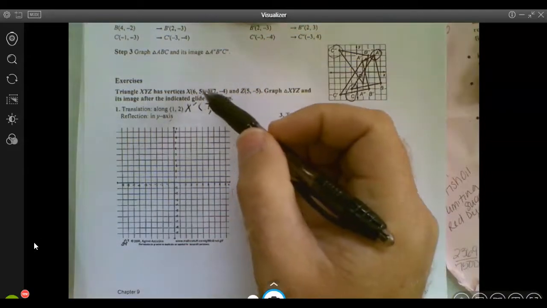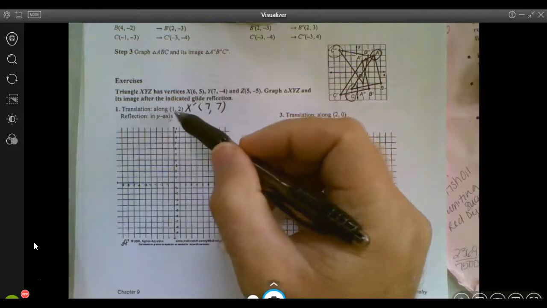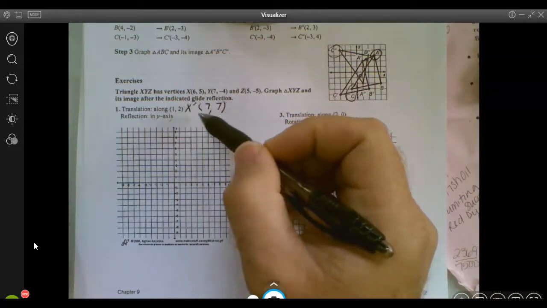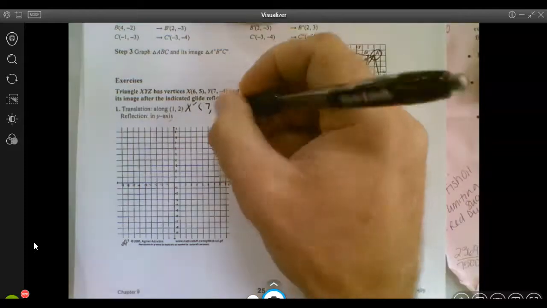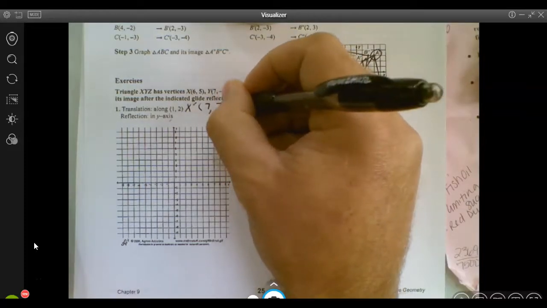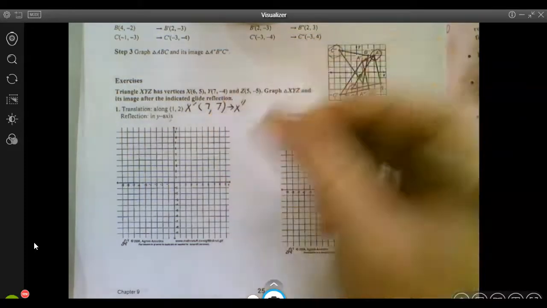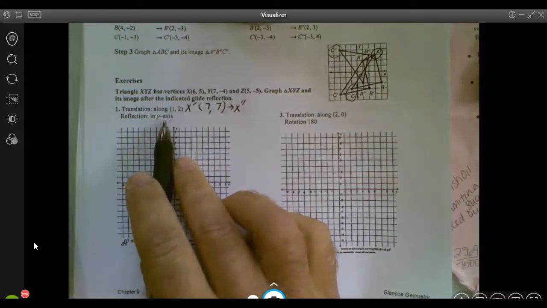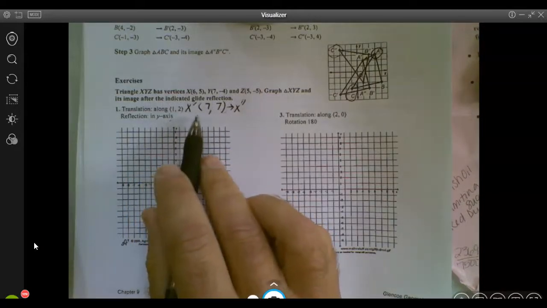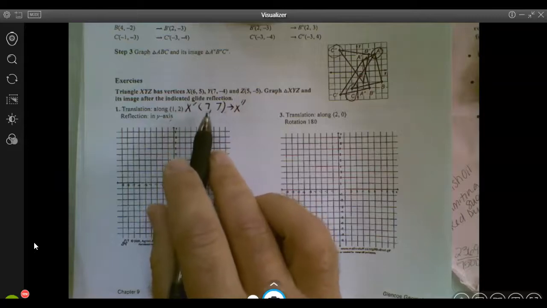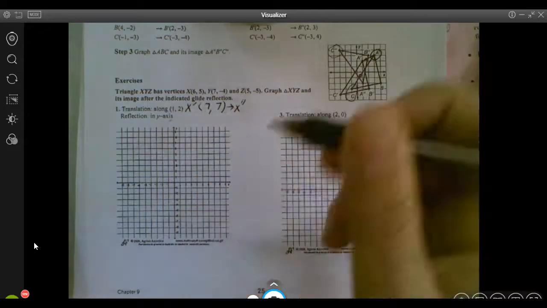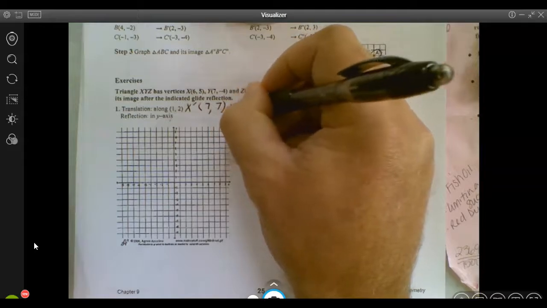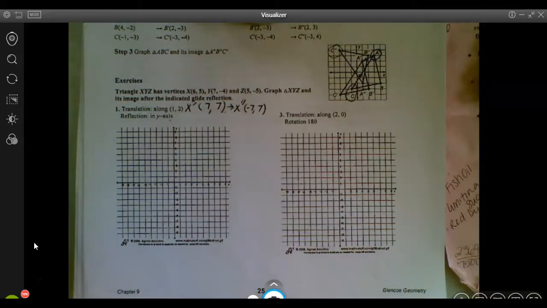So after I graph this guy and I go right 1, up 2, this should be the point where I would put x prime. And then from there, we're going to end up with x double prime, which is to take these numbers and reflect them across the y-axis. Now, remember, the rule for reflecting across the y-axis is to change the sign of your x coordinate. So it's going to become negative 7, 7. And that's going to be our final point.